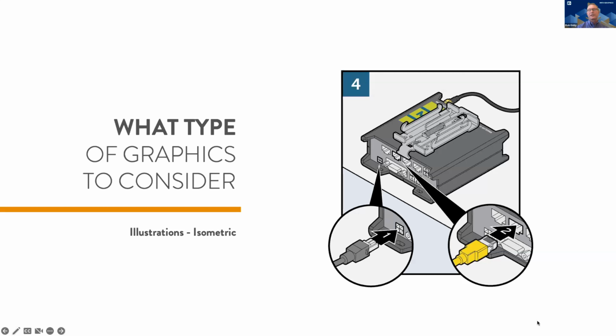So if you're considering illustration as an approach to enhance procedures or documentation, isometric is one way to go. That's using very consistent angles and drawing things in a very specific way to make sure that you're doing it consistently and you can use those illustrations over and over again.